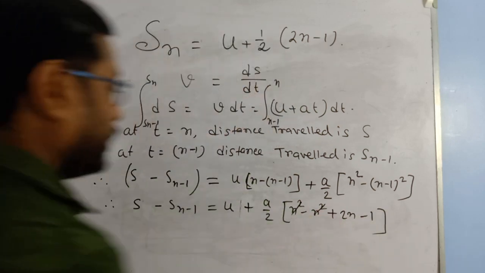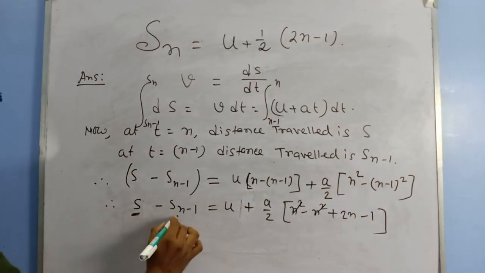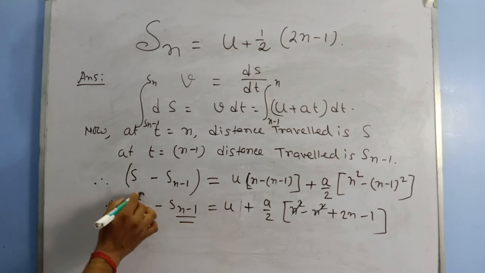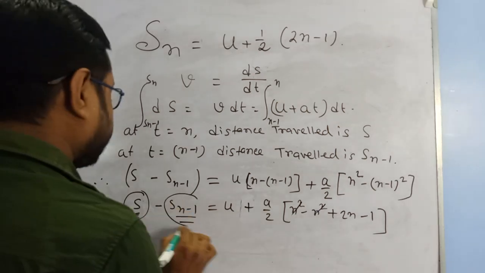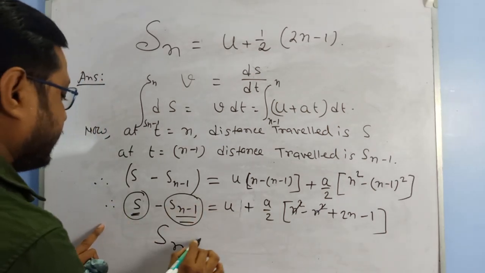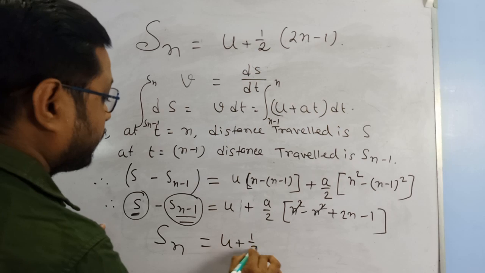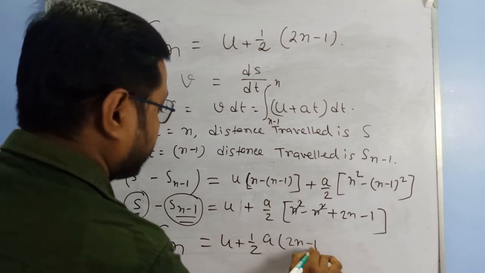So we can get s minus Sn minus 1, where the distance travelled in time n is Sn, and the distance travelled in n minus 1 is Sn minus 1. We can write it as Sn equal to u plus half of a twice n minus 1.